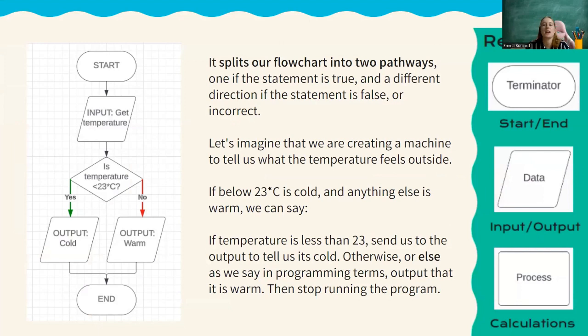Let's imagine we are creating a machine to tell us what the temperature feels like outside. If below 23 degrees Celsius is cold and anything else is warm, we can say, if the temperature is less than 23, send us to the output to tell us that it's cold. Otherwise, or else, as we say in programming terms, output that it is warm. Then stop running the program. This is what you can see on the image to the left.